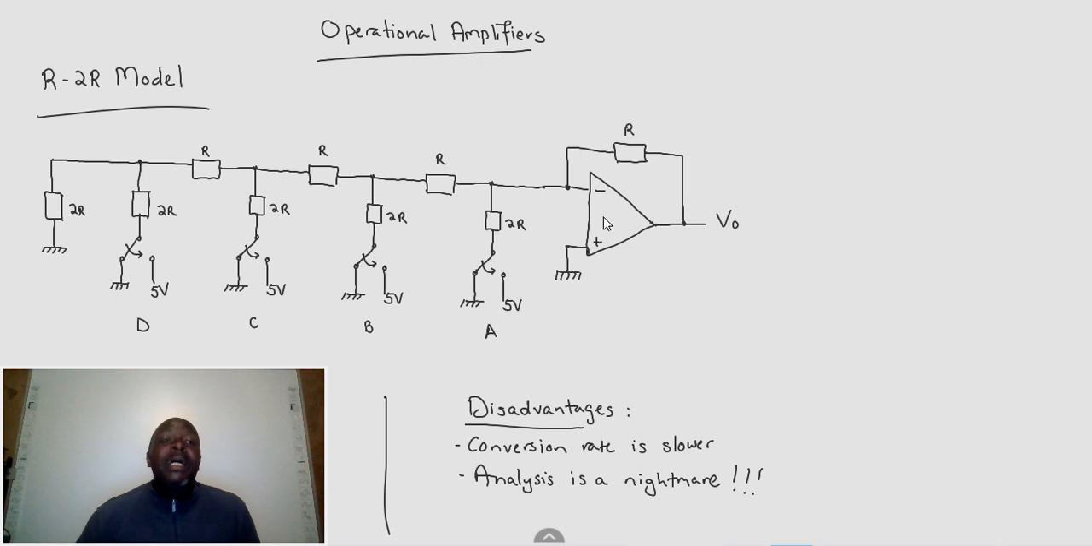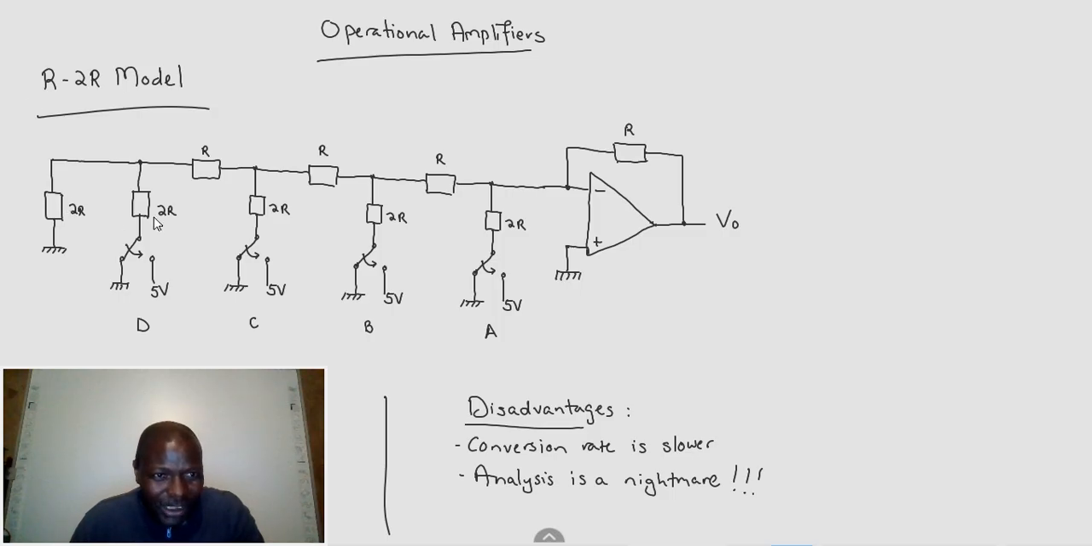All right. And now we're going to prove it when we say analysis is a nightmare here. Analysis is a nightmare here. I'm going to give you a throwback to the superposition method, a throwback to the Thevenin method, and you're also going to worry about your basic Ohm's law, and it's going to be a nightmare. You will see. Anyway, this is the R-to-2R model.